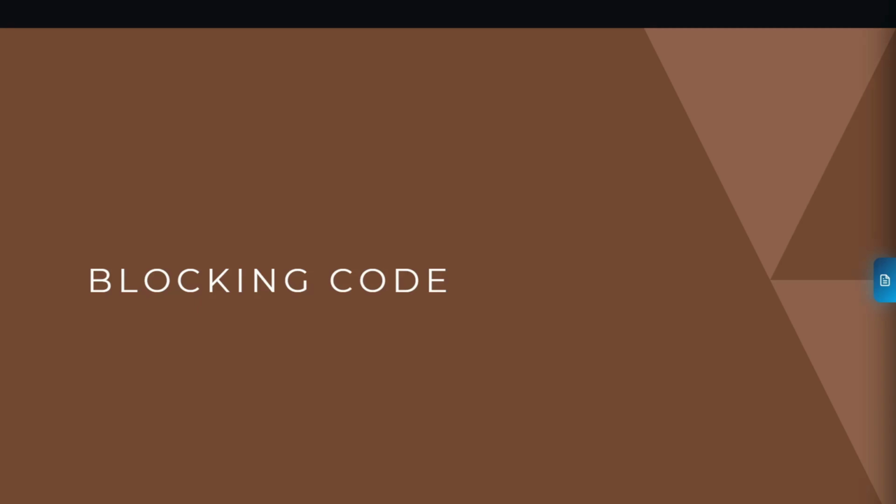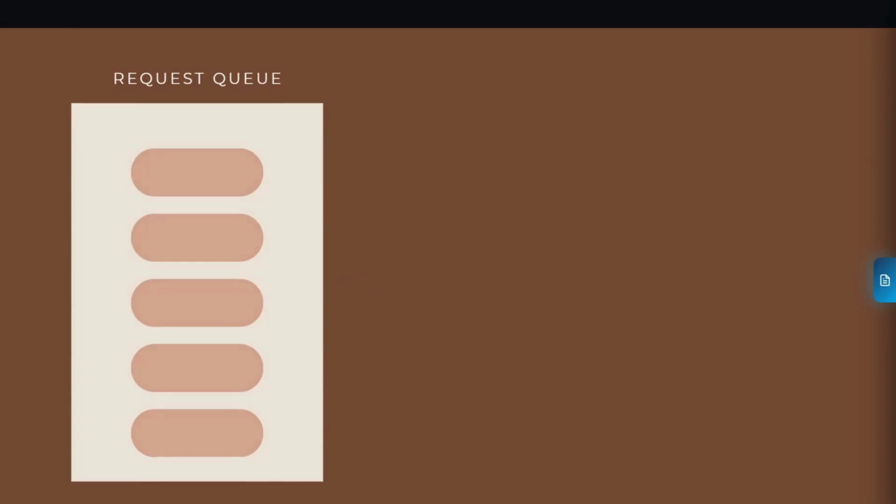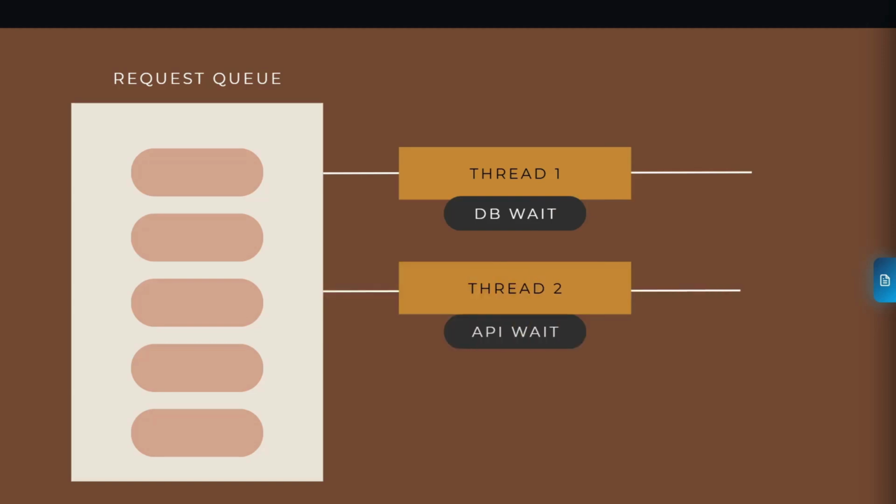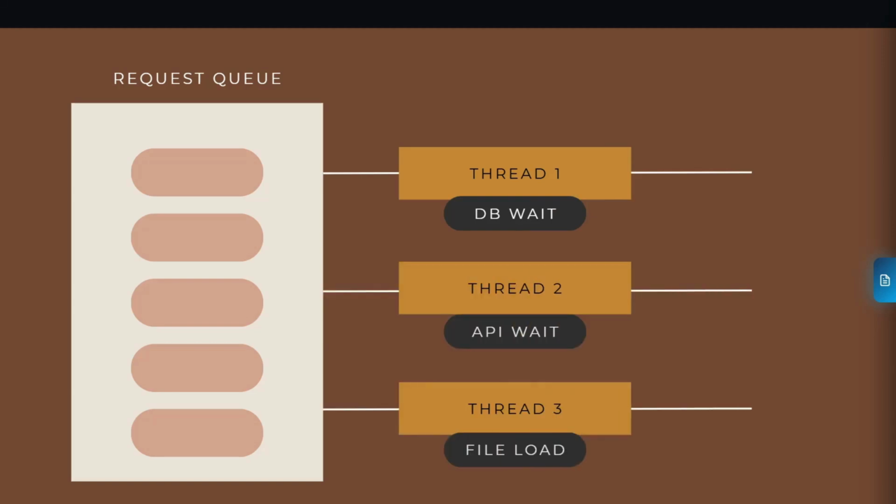Now let's talk about threads. If your application is using blocking operations, your threads spend most of their time waiting. Suppose thread 1 is waiting for the DB, thread 2 for an external API call, and thread 3 is waiting for a file load. New incoming requests have to wait in the queue, and that's when your system starts slowing down under load. So whenever possible, we have to use non-blocking approaches to optimize our blocking operations, so we can avoid that issue also.